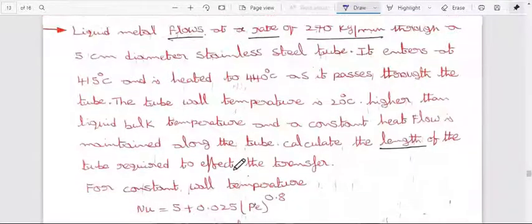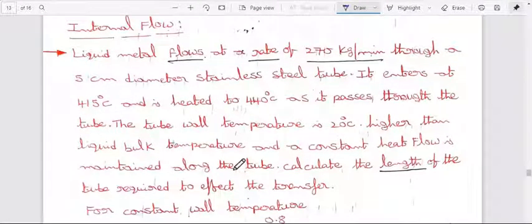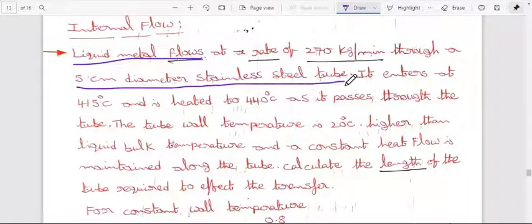So, coming to the next problem. Internal flow. Liquid metal flows at a rate of 270 kg per minute through a 5 centimeter diameter stainless steel tube. So here the diameter equals 5 centimeters. What is the material? Stainless steel.